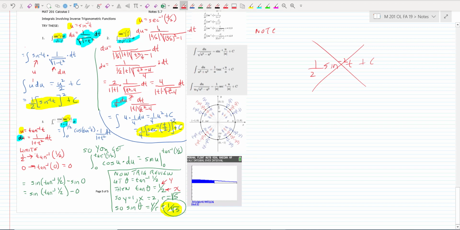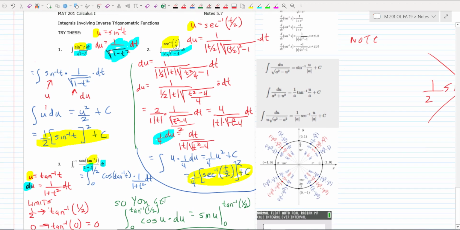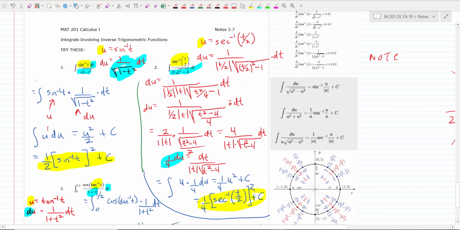Now this problem 2 had a lot of algebra with the du. It's a little messy what I've done here. But I'll talk through what I did. I let u be this entire numerator, inverse secant of t over 2. So when you do du, and you can look at this formula over here, the derivative of an inverse secant is 1 over the absolute value of the function, which is t over 2, times the square root of the function squared minus 1, like that.